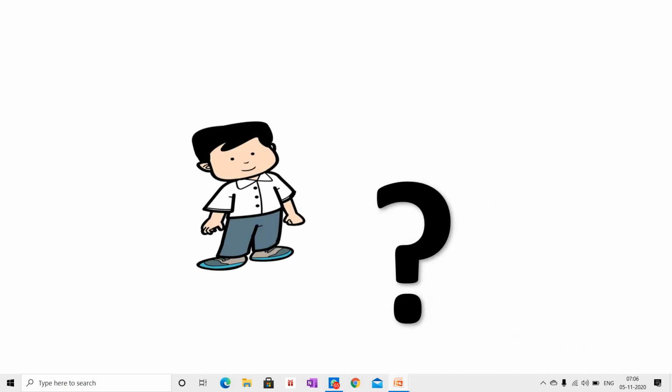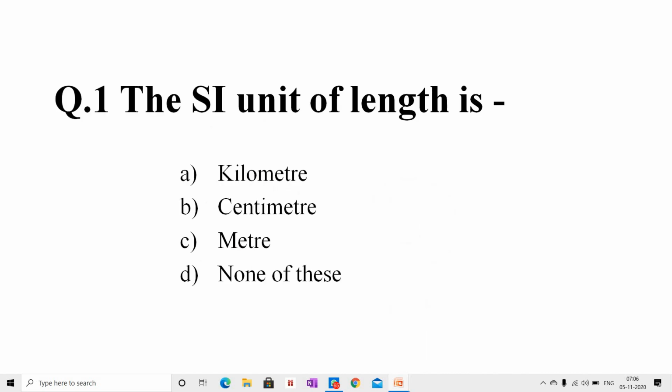Now let us revise what we have learned today by solving some questions. Question number 1. The SI unit of length is option A, kilometer, option B, centimeter, option C, meter, option D, none of these. And the correct answer is option C, meter.